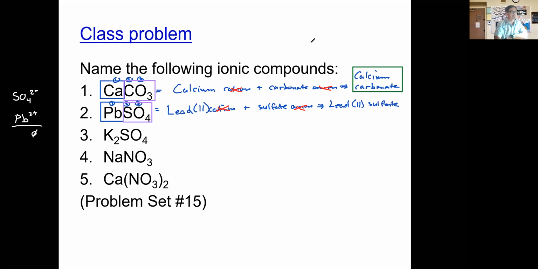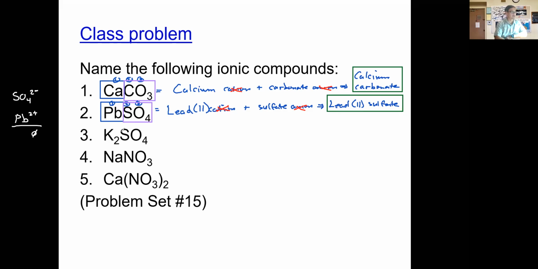The only difference here between this one and the previous one, calcium carbonate, is that we have a cation that has multiple charges. So we have to include the Stock system. We have to use the Stock system to name it. All right, with that said, let's go through the rest of this.